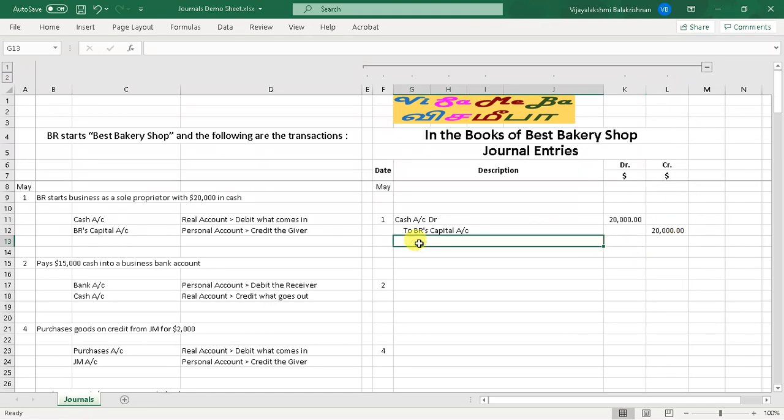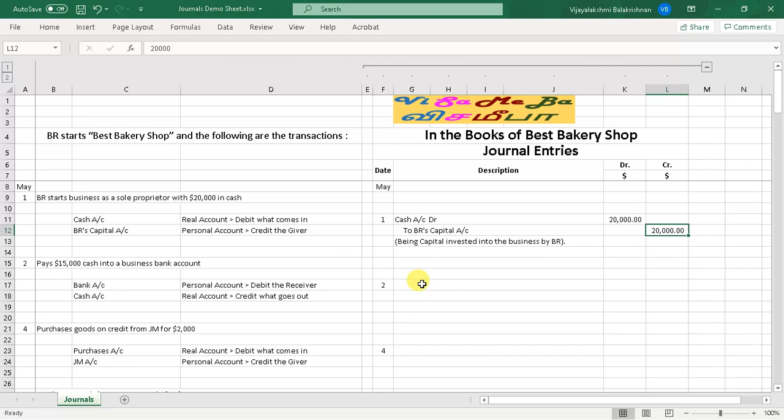And we have to give a narration, open brackets, and the narration should start with Being capital invested into the business by BR. Okay, and full stop. So this is a journal entry. It has a debit and it has a credit. The total of the debit column should be equal to the total of the credit column, so it's valid.